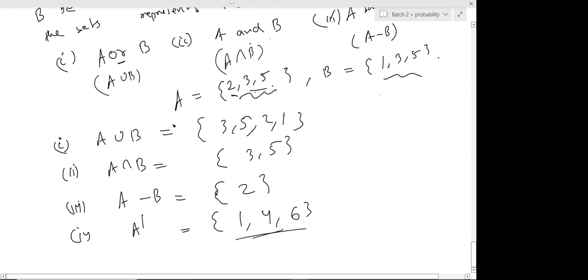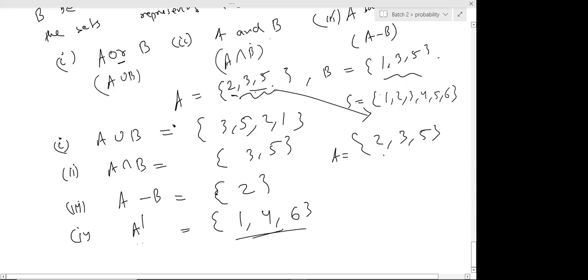In here, you only look at set A. Set A is 2, 3, and 5, right? And the sample space of rolling a dice is 1, 2, 3, 4, 5, 6. I told you just before this that A complement means remove A from the sample space, and whatever remains will be A dash. So out of this 6, if you remove 2, 3, 5, what remains is 1, 4, 6.